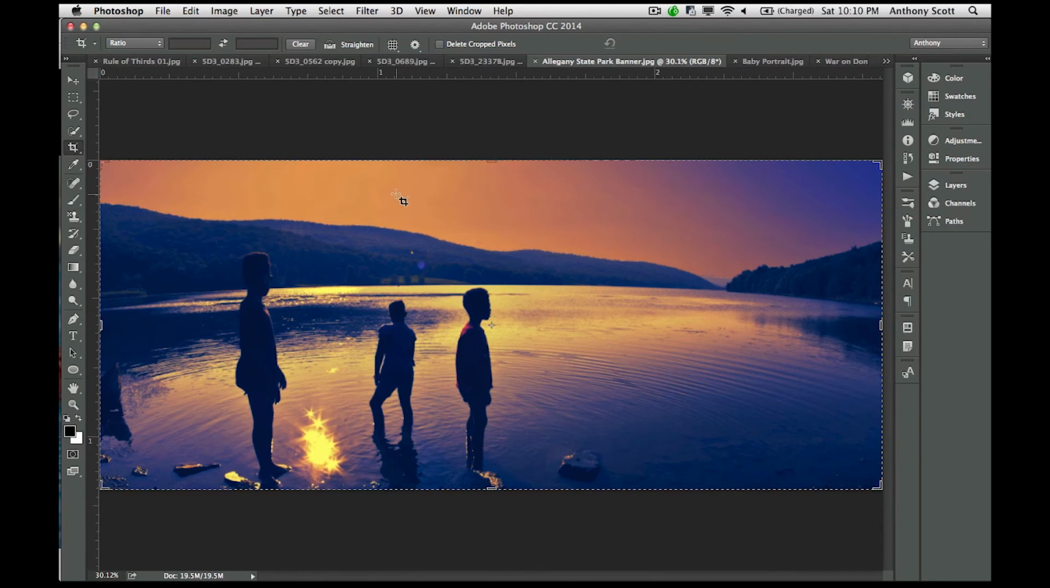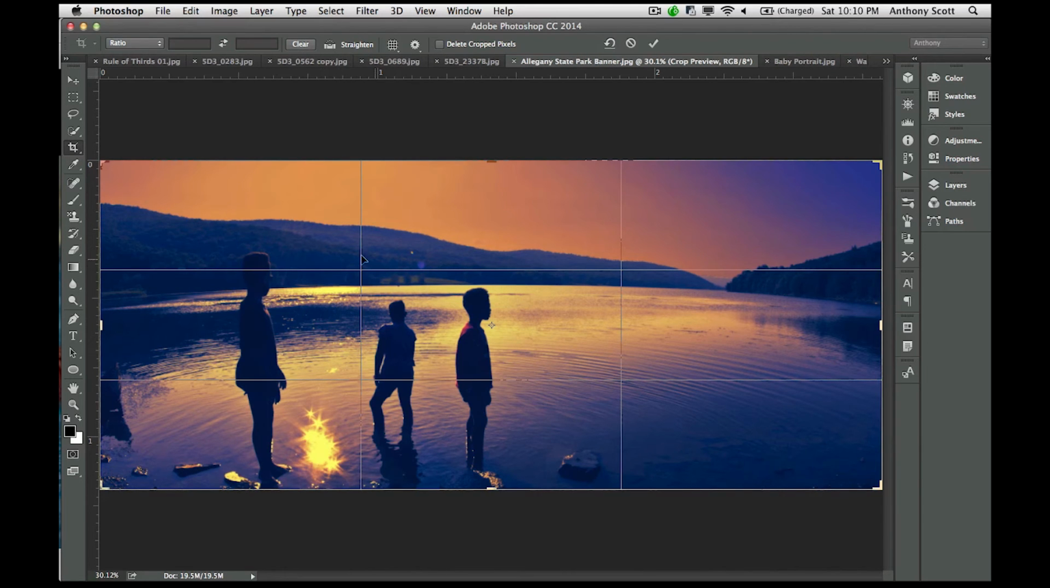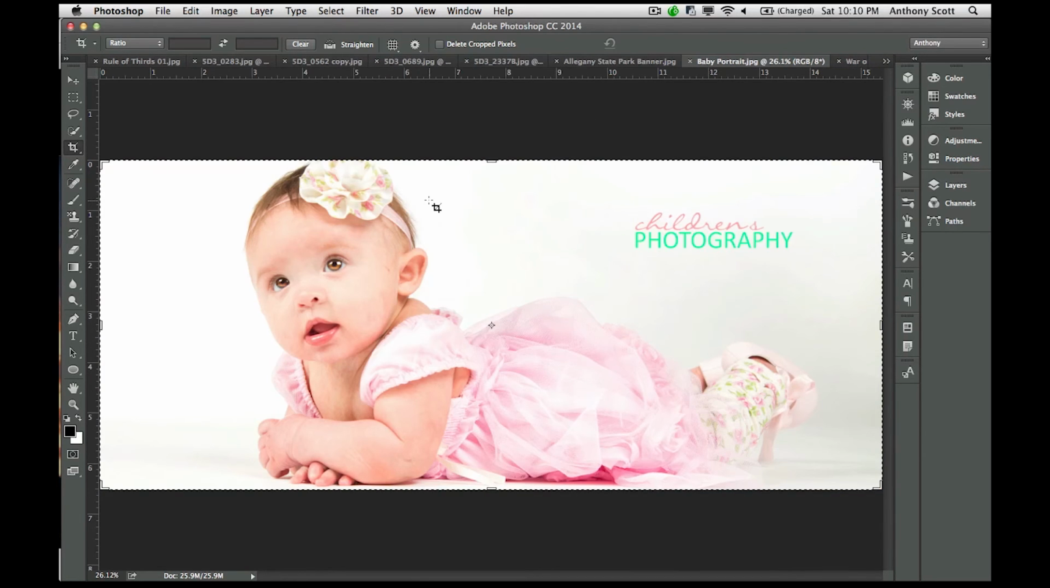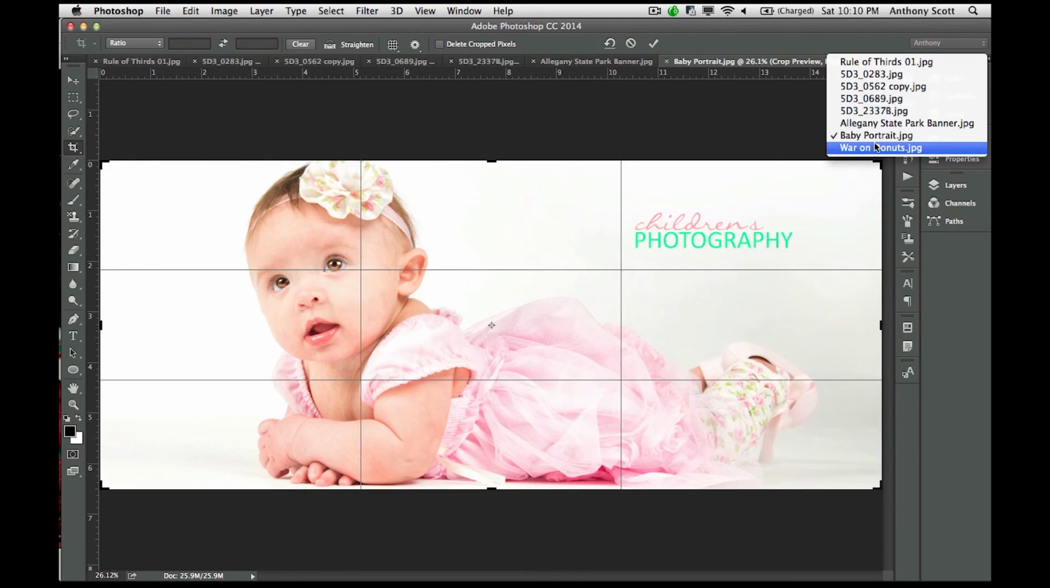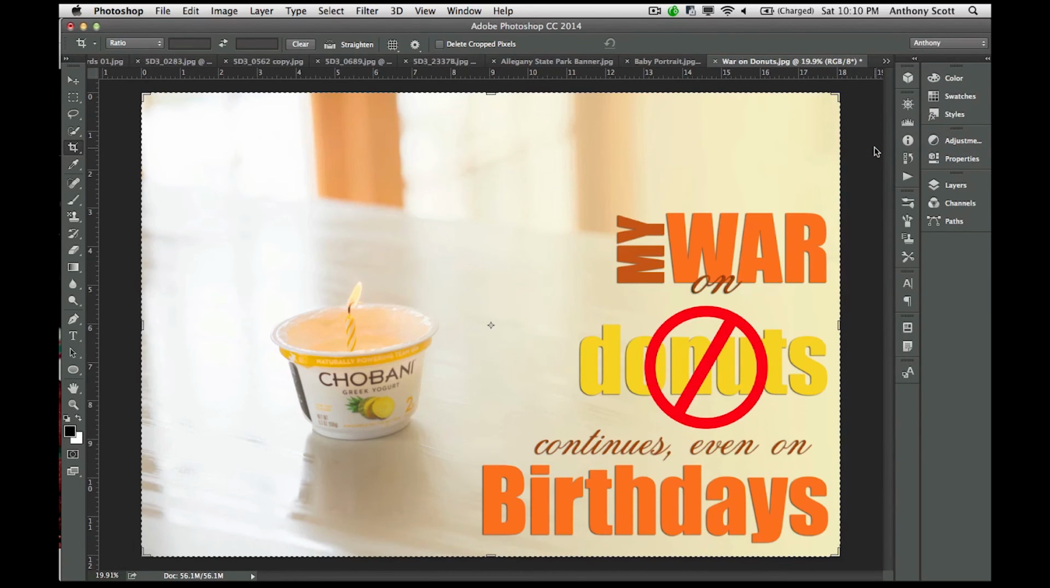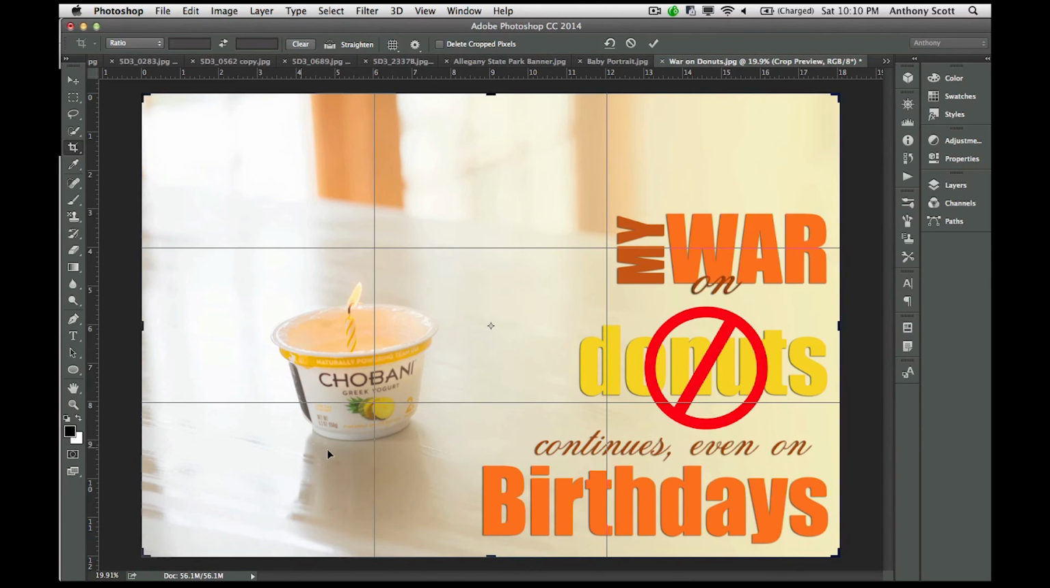In this example, a group is centered on the left third and the dip in the shoreline is to the right. In this ad, the infant's face is placed right at an intersection. And finally, in this birthday card, notice how the product is placed at the lower left intersection.